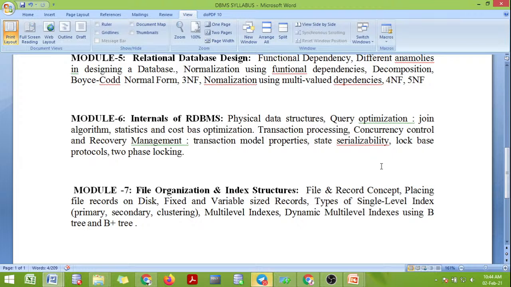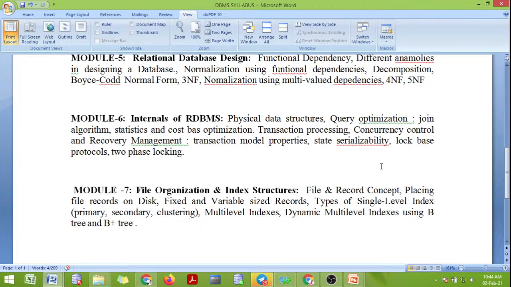Okay, some physical level of data structure, how the data structures are connected, and some query optimization, meaning how database queries are optimized, what the cost of a single database query is, how much time it requires, and what the operational cost or overhead is. Okay, this kind of thing is required here. And after that we are going to discuss transaction processing and concurrency control.